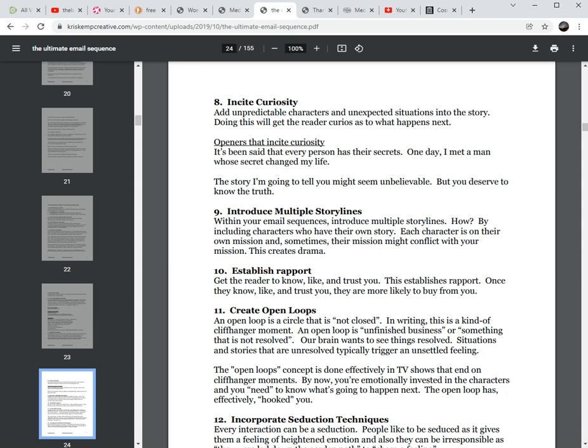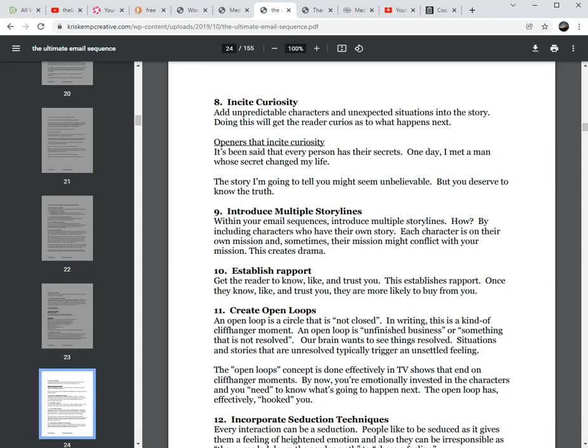Number 9, introduce multiple storylines. How can you do this? By including characters that have their own story. Each character is on their own mission, and sometimes their mission might conflict with your mission. This is what creates drama. The drama creates friction, and that generally creates interest.